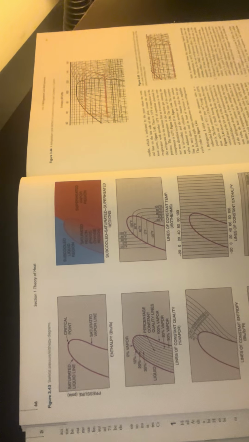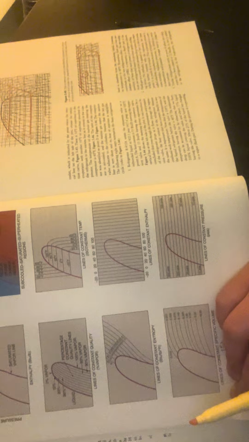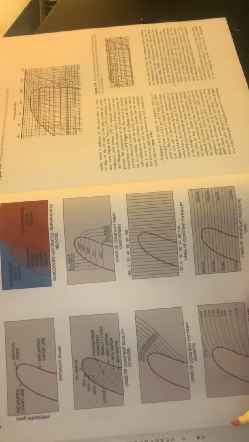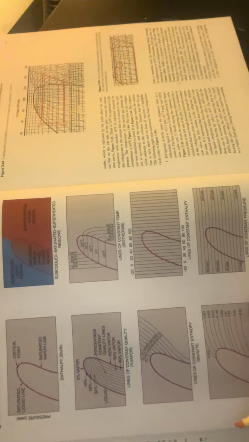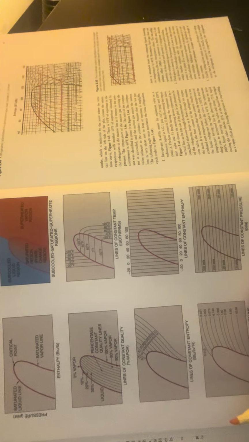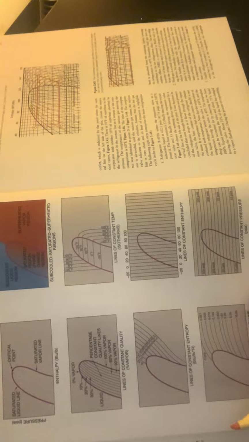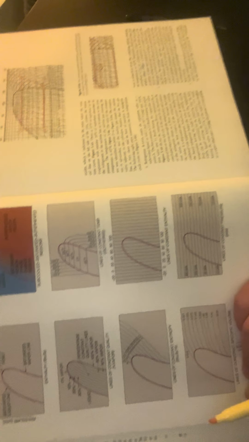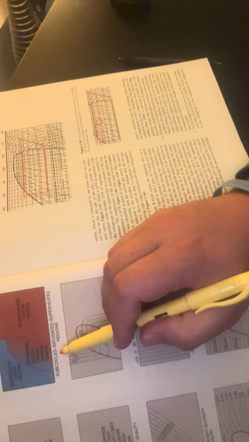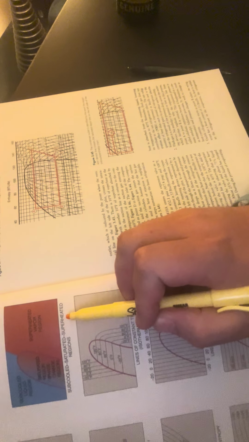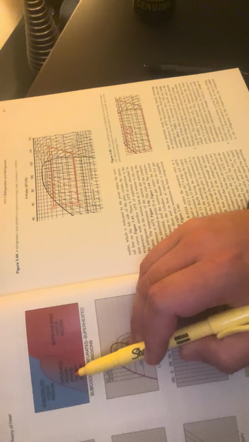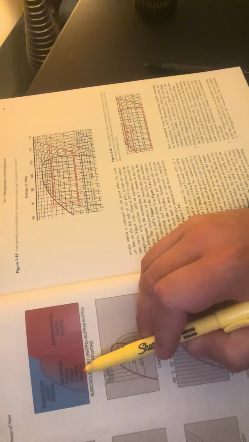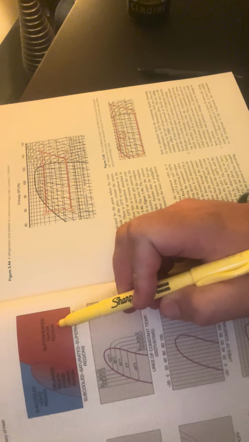Skeletal pressure/enthalpy diagrams. So this top left one, we have pressure in PSIA on the y-axis, enthalpy in BTUs per pound on the x-axis, saturated liquid line, critical point, saturated vapor line. This is a good one here. Subcooled, saturated, superheated regions. As you can see on the left, we have the subcooled liquid region. Underneath the curve, we have the saturated region, the phase change region. On the right, we have the superheated vapor region.